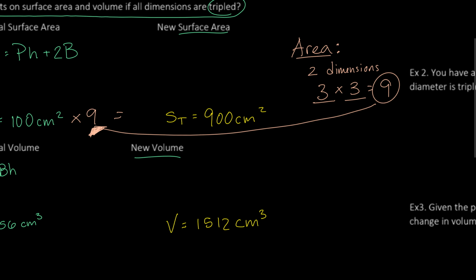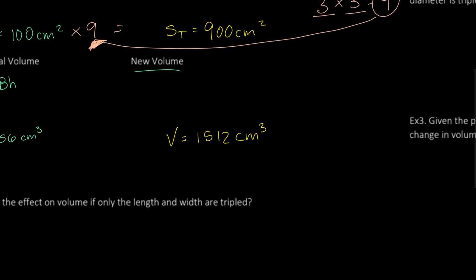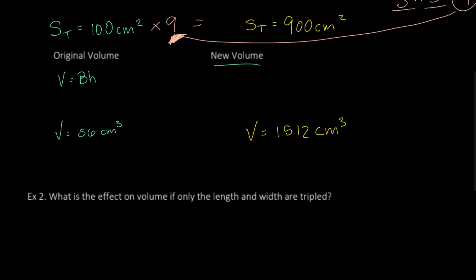What if it had said double? Double all of the dimensions. What would we be multiplying by then? 4, right? 2 times 2 is 4. What if it said to quadruple? Quadruple, so it's 4 times 4, which is 16. So here, we can apply the same concept.